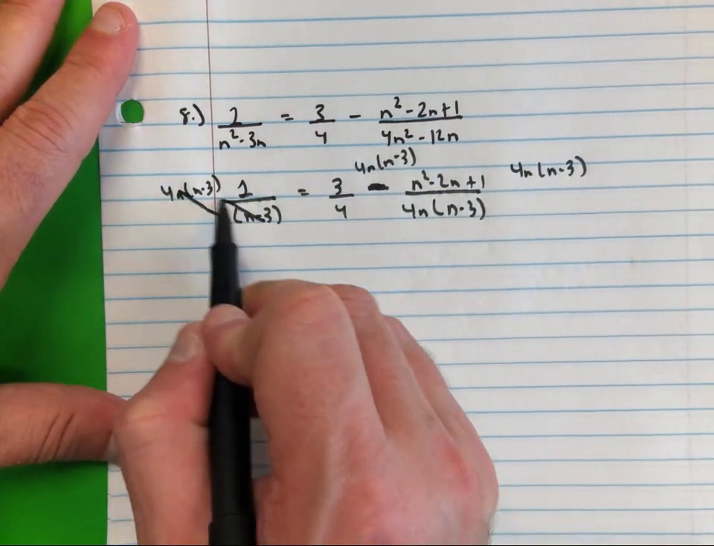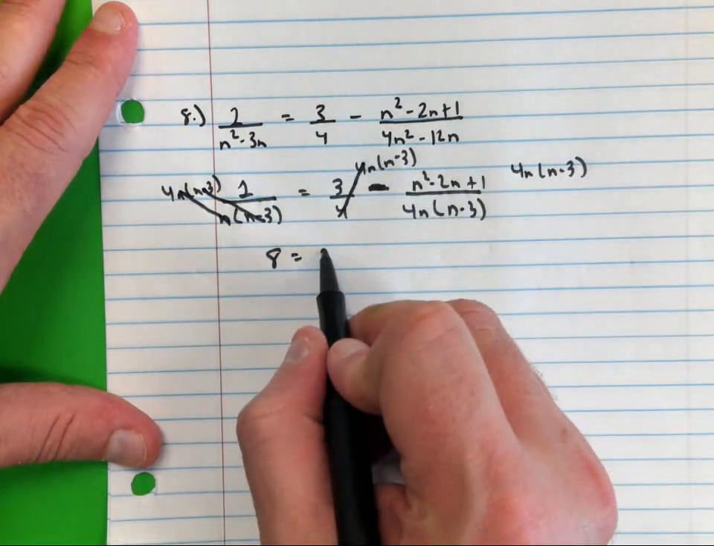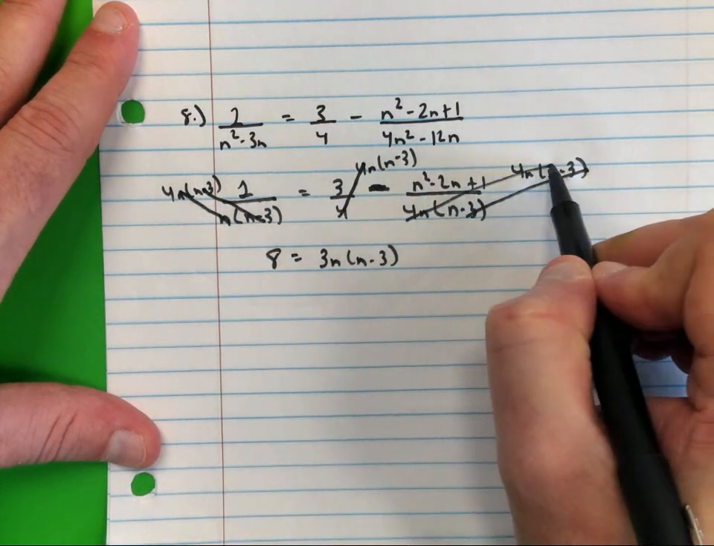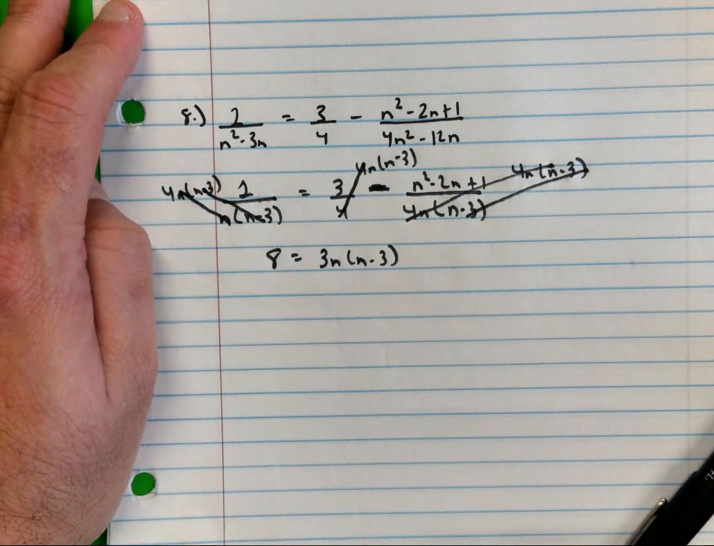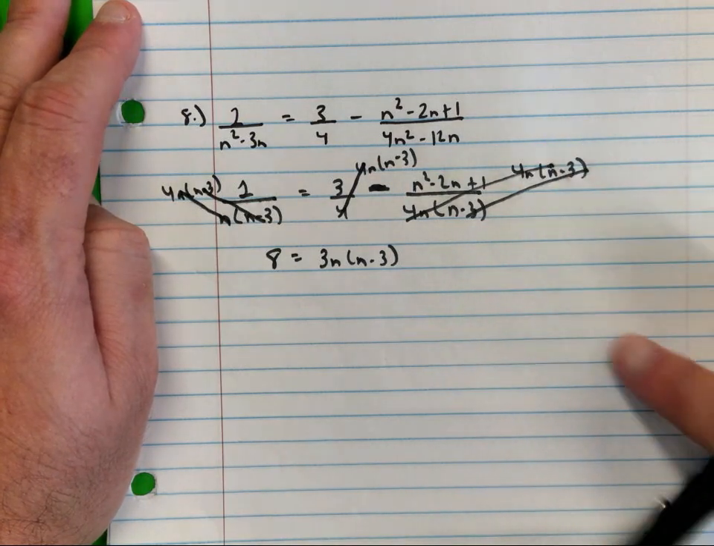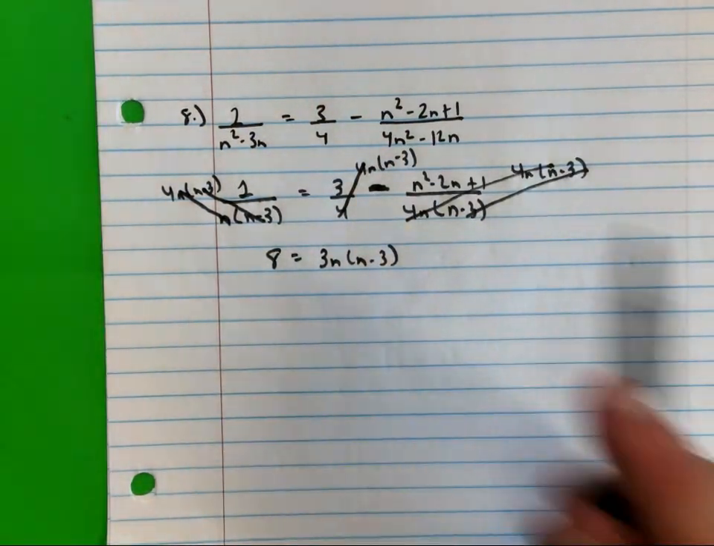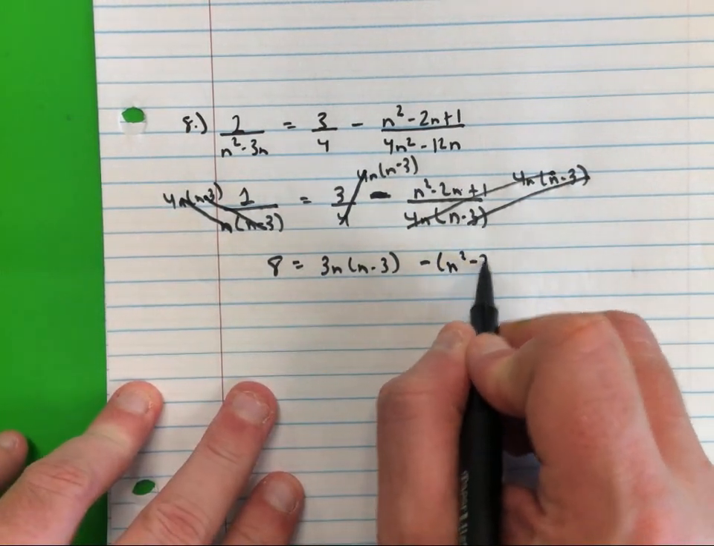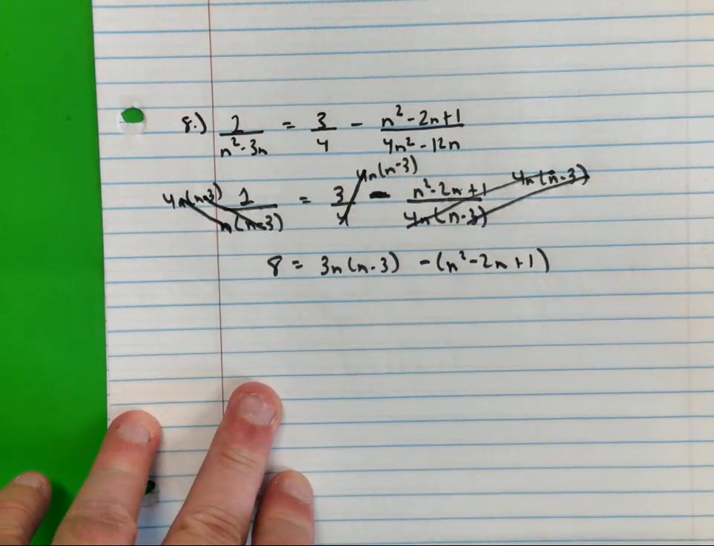These n's cancel out, the n minus 3 cancels out. 4 times 2 is 8. These 4's cancel out. I'm left with 3n times n minus 3. These cancel out, these cancel out. Now I got a question. Yes? Yeah, I canceled that out with that n. Okay, you see what I did? Now, what does that minus do to everything here? You might want to put that in parentheses just to remind you that you're about to change all those signs. That minus is going to change everything in that trinomial.